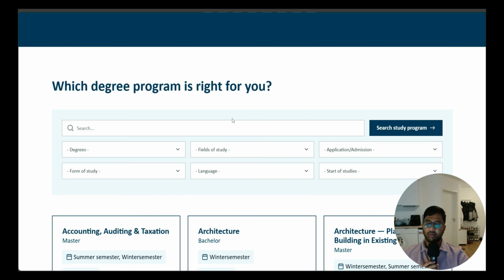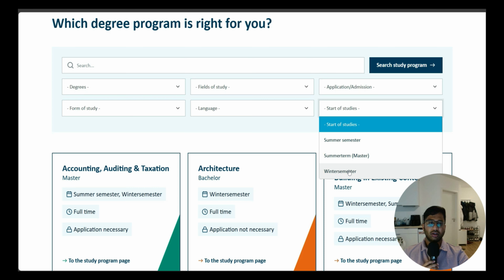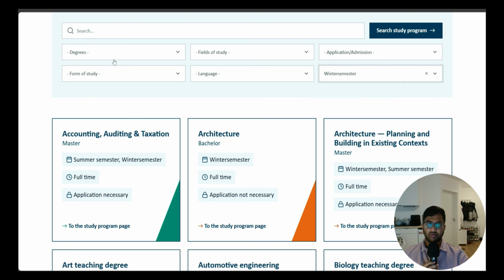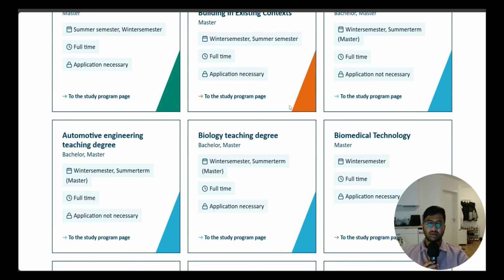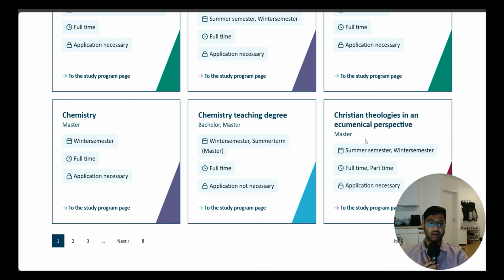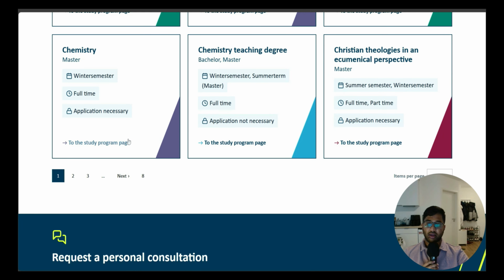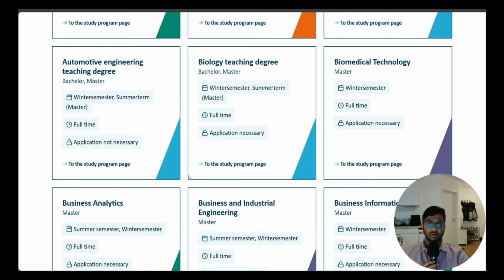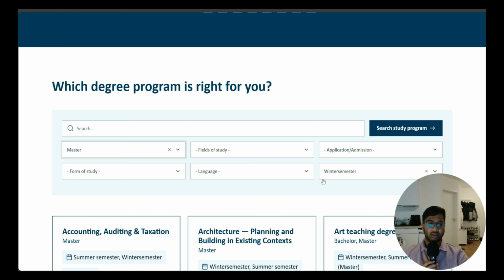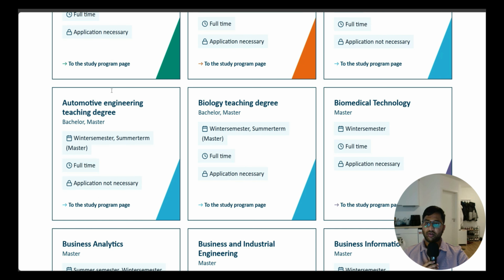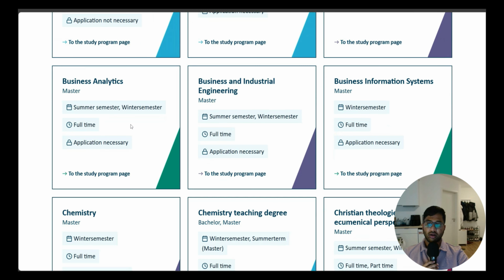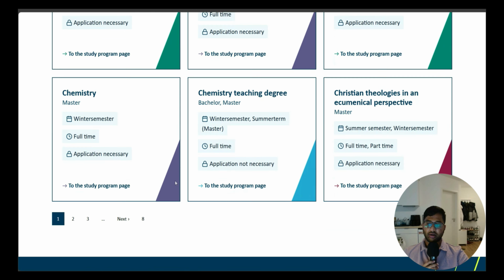But we can make use of our criteria: we are only looking at the winter semester, the degree is master, and the language of instruction is only English. Then these are the courses that are there for mechanical, electrical, chemical or computer science, anything. There are around 8 pages of courses in English master degree programs for winter semester. Everybody can apply. For example, if you are interested in automotive, there is an automotive course. If you are interested in biomedical, there is one. Business analytics, chemistry and other things.